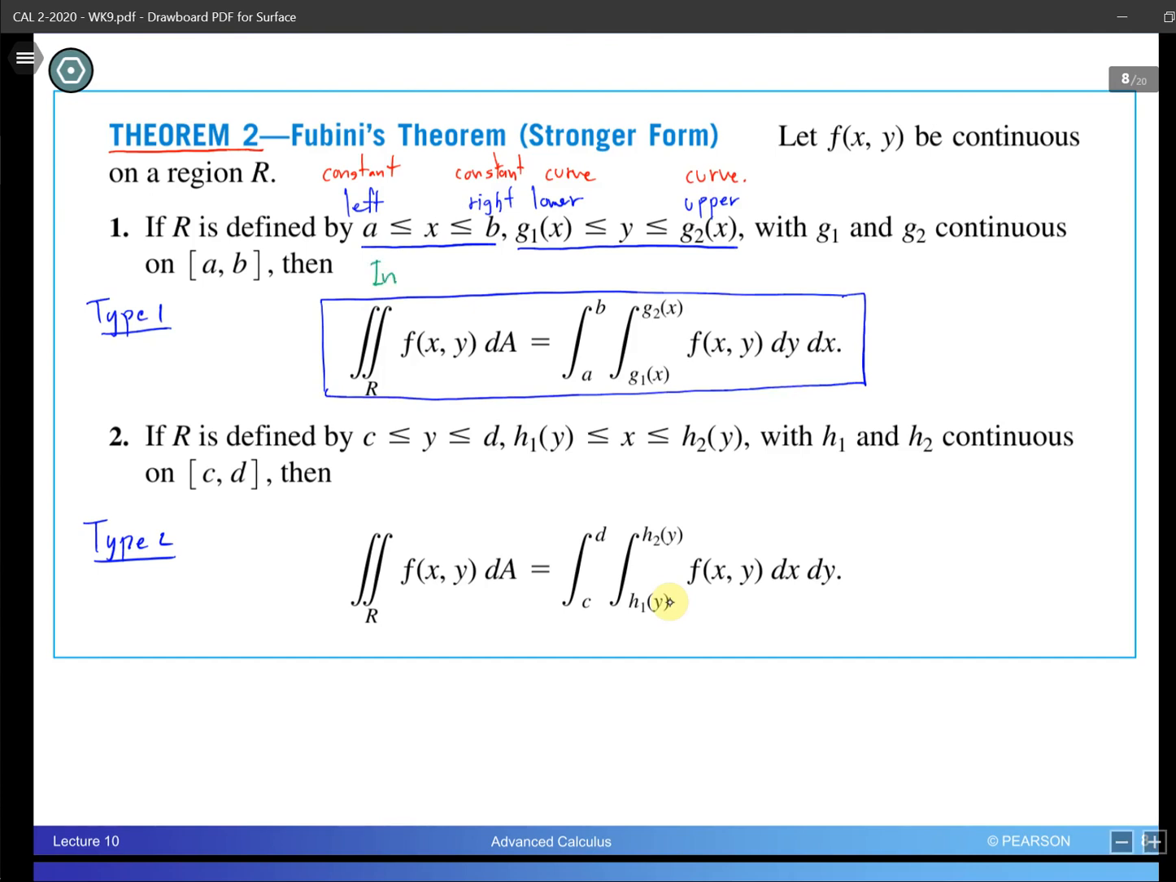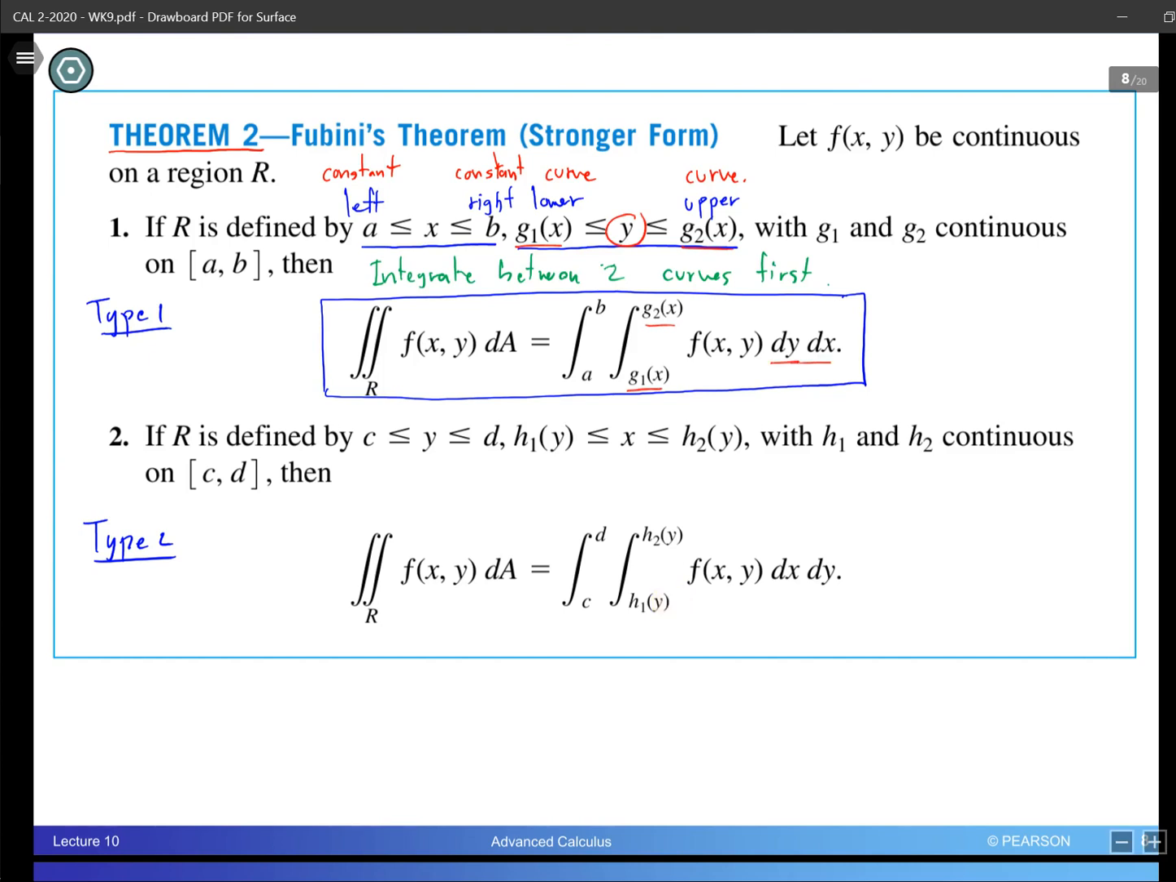Integrate between two curves first. Okay, so let's change this to just a number. So between two curves, we are talking about this g1x and g2x. We are supposed to integrate between them first, and g1x and g2x is the range for the y variable. And that's why we are supposed to integrate with respect to y first, right here, and then x later.